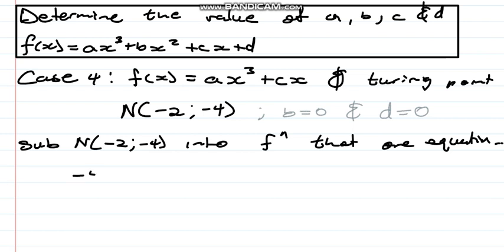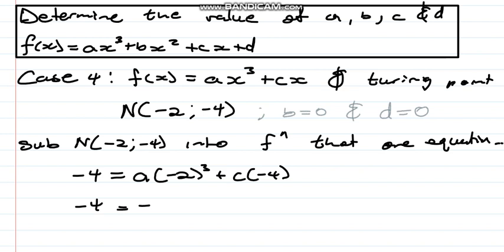This would be minus 4, the f of x part, and then we will have a, and then this would be minus 2 cubed. This would then be plus c and minus 4. You can simplify that a bit. That would look like negative 4 is equal to negative 8a minus 4c. Equation number 1.